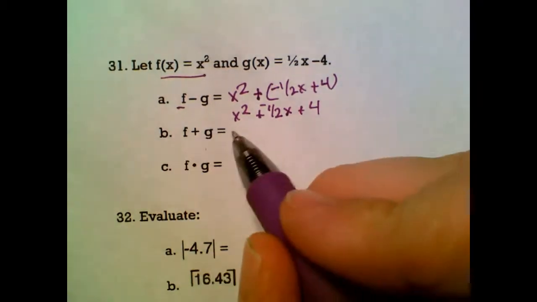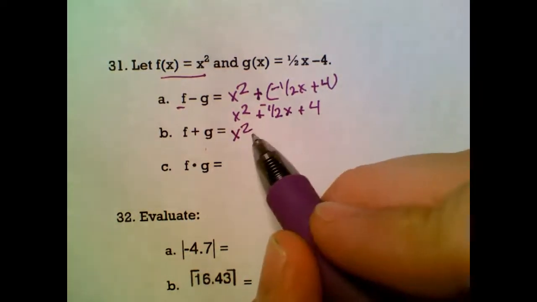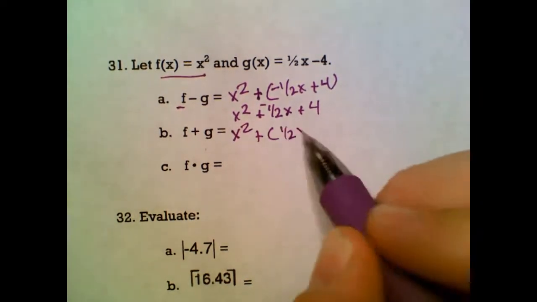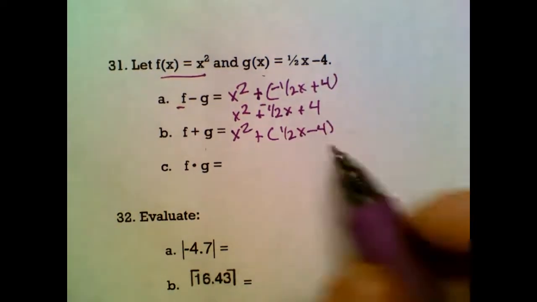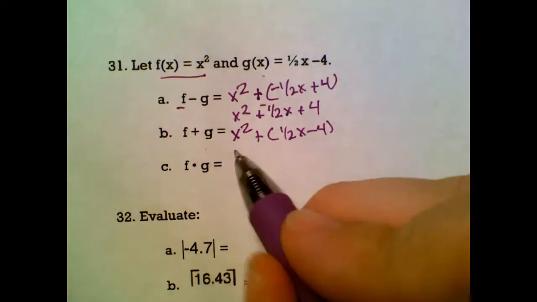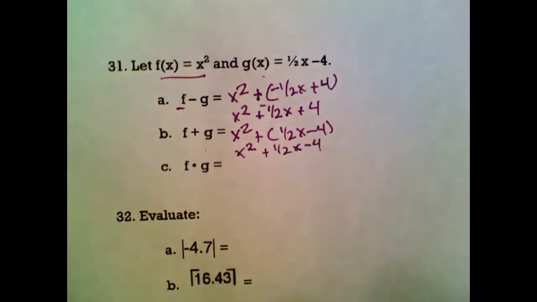Okay, let's do f plus g. That one, we've got x squared, again, it's f of x, plus 1/2 x minus 4, that's what our g of x is. We can't do much, we just get rid of the parentheses because we're not subtracting, so we have x squared plus 1/2 x minus 4.